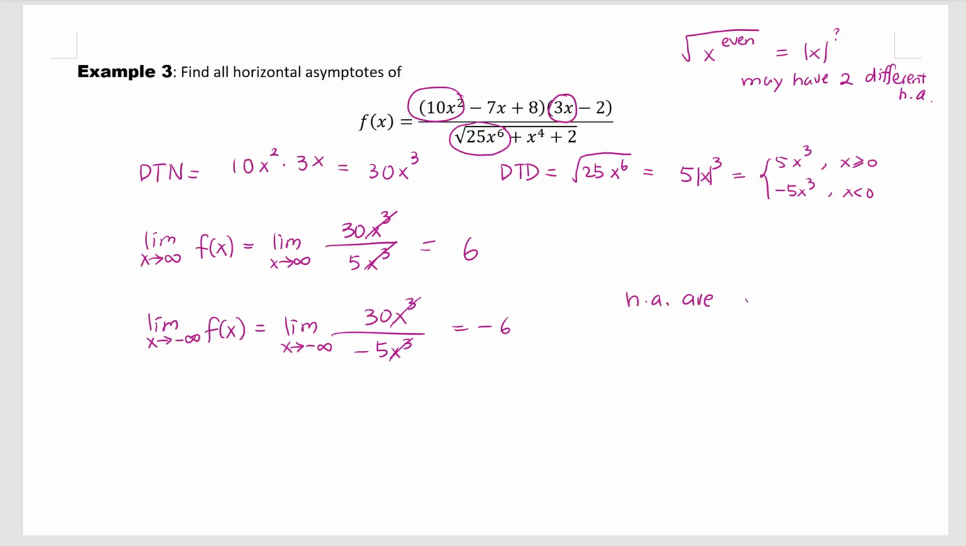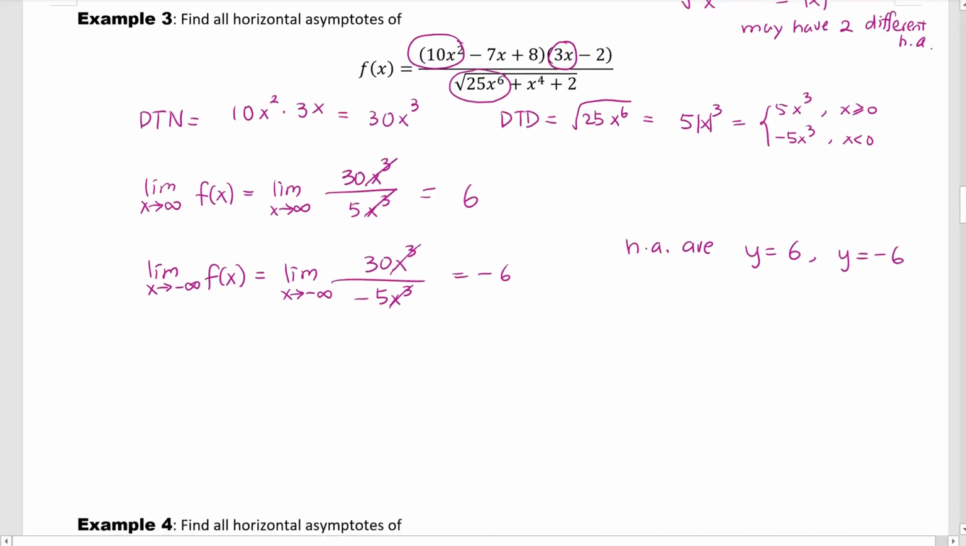Horizontal asymptotes are horizontal lines. So y equals 6 and y equals minus 6. Don't answer x there. They are y, horizontal lines. Okay? So this is the complete solution of our example 3.